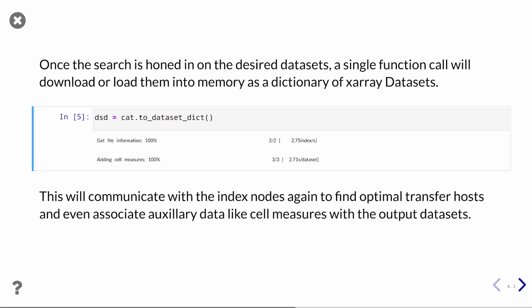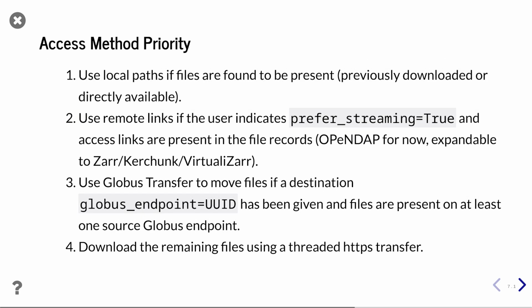Once the catalog contains the desired datasets, they may be loaded into memory with the to_dataset_dict function. Internally, we are communicating again with the index nodes to consolidate access methods and locations for all the files that are part of each dataset. We use the following logic to determine how we will transfer or load your datasets.